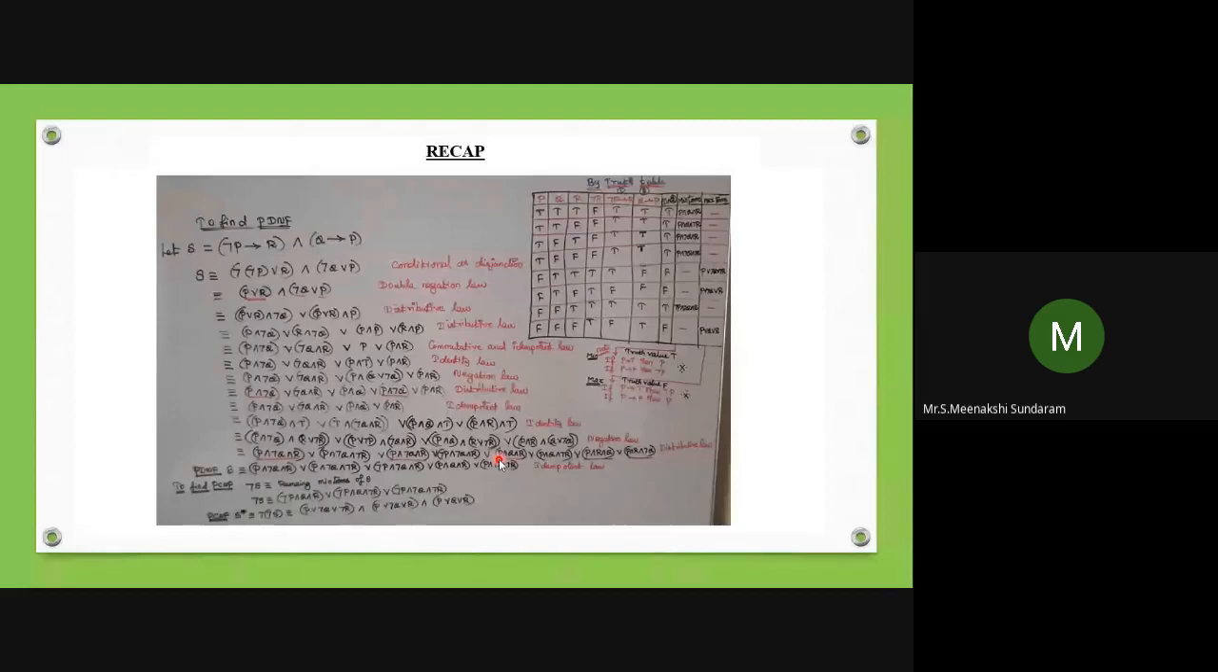So this is how to find the PDNF and PCNF, using both the truth table and without using the truth table. Here I will specify first the truth table. The term has P, Q, R, three inputs, so 2 to the power 3, 8 inputs will come. 2 is fixed, to the power of the number of propositions, 2 to the power 3, so 8 inputs are there.